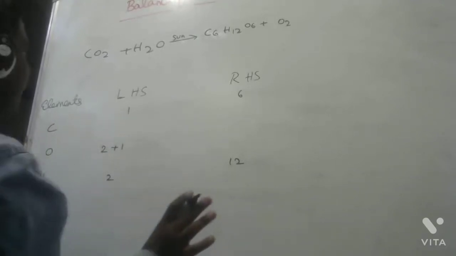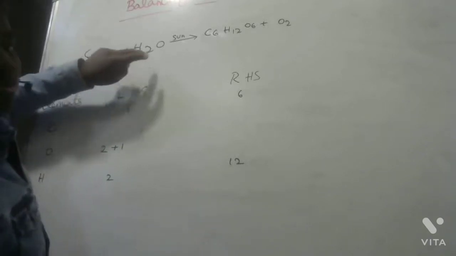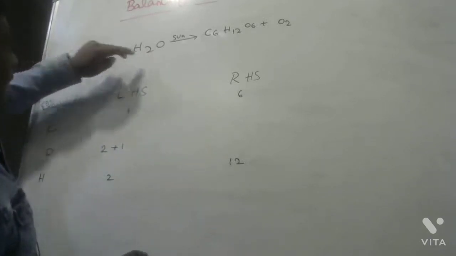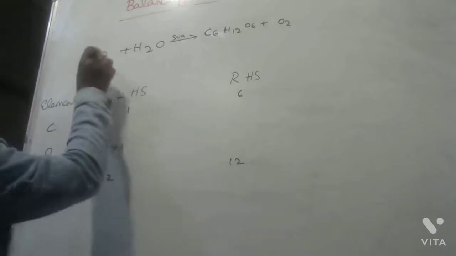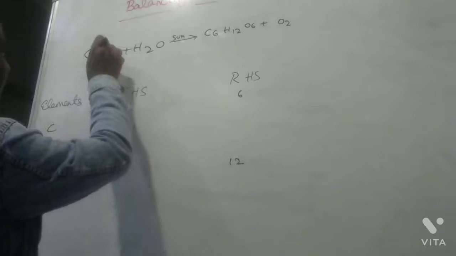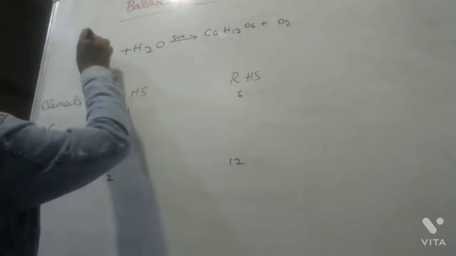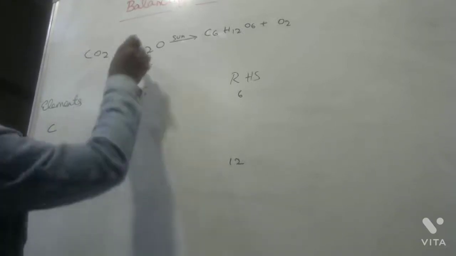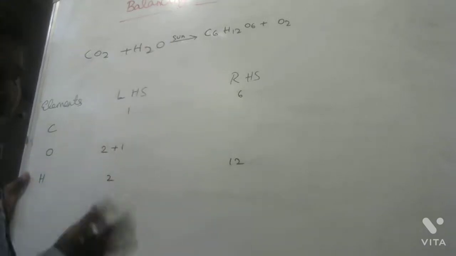I am repeating again, it is CO2 and H2O. So O2 and O are there. Between O2 and O, you have a plus symbol. So here, out of this CO2, 2 you are taking, and out of this H2O, 1 O you are taking.